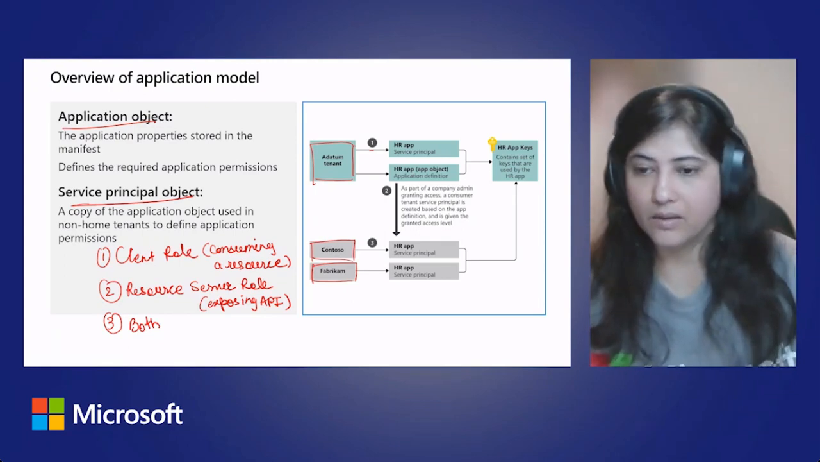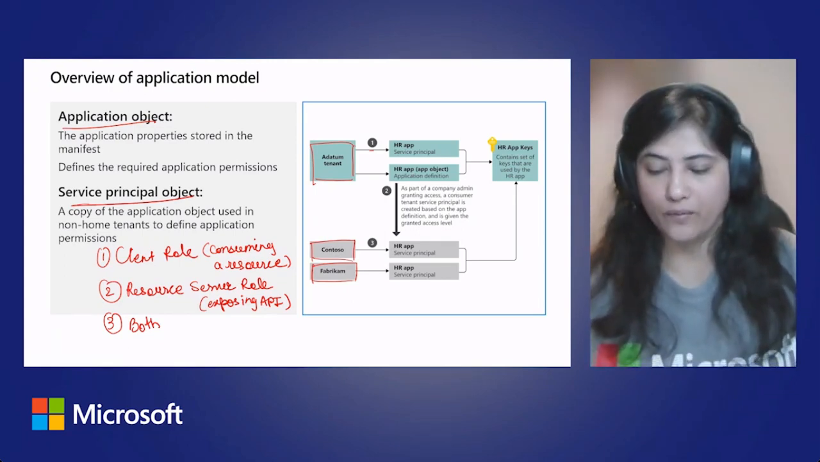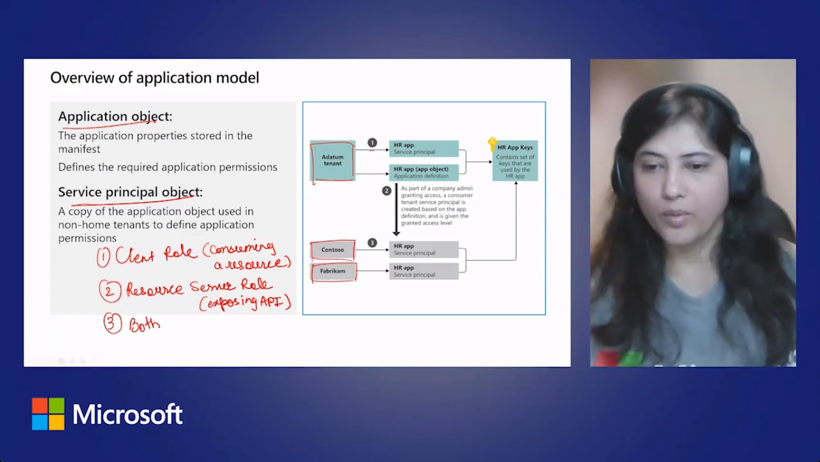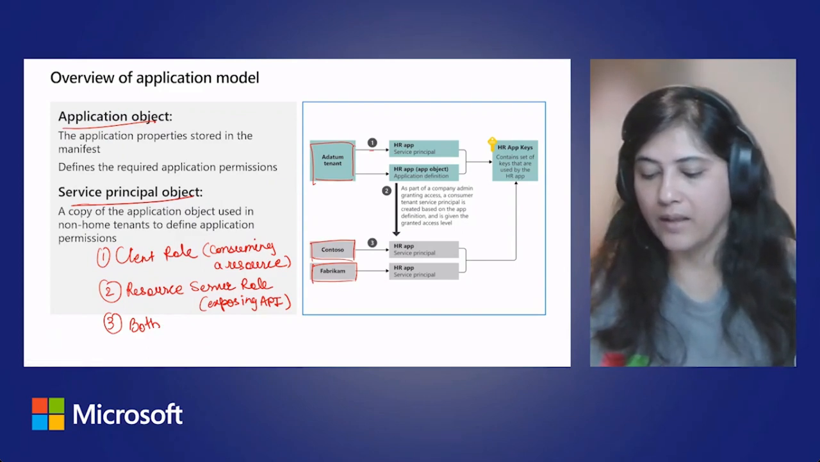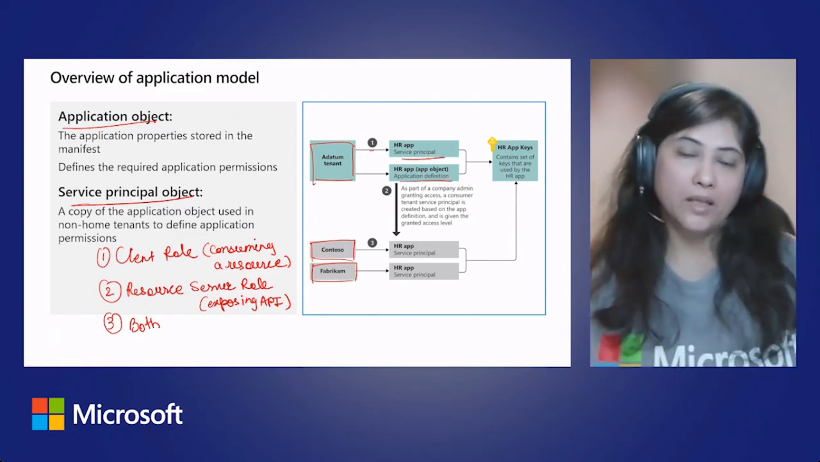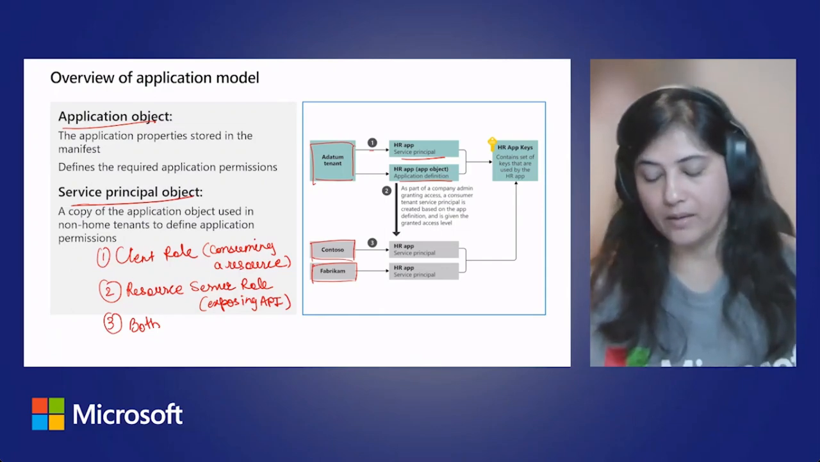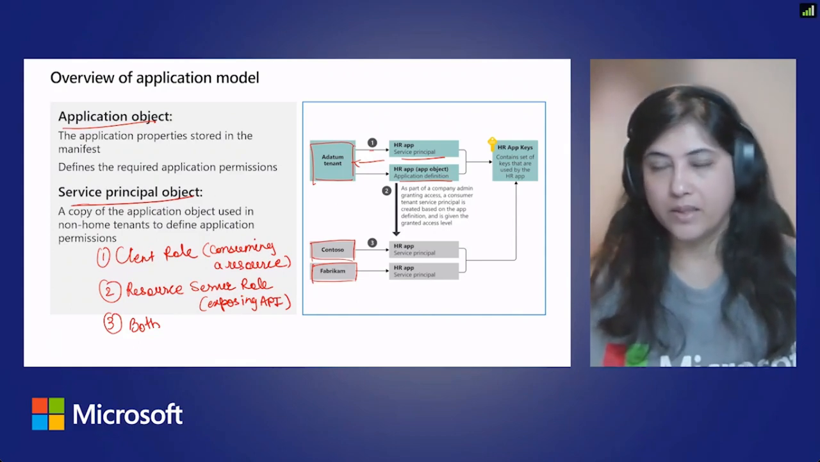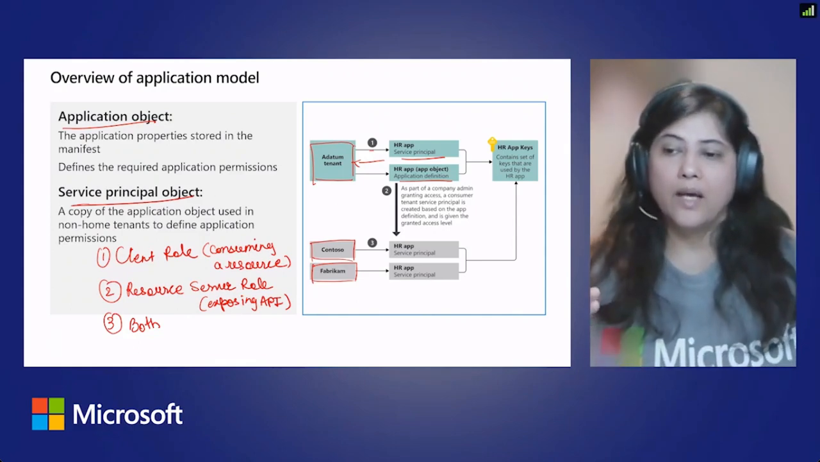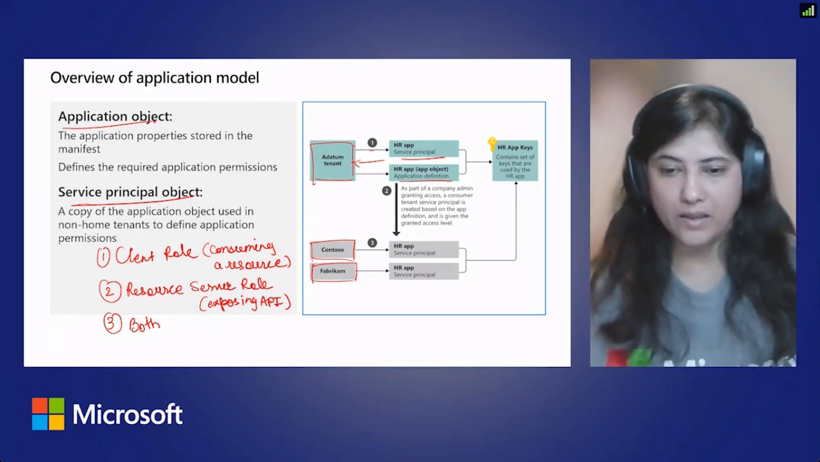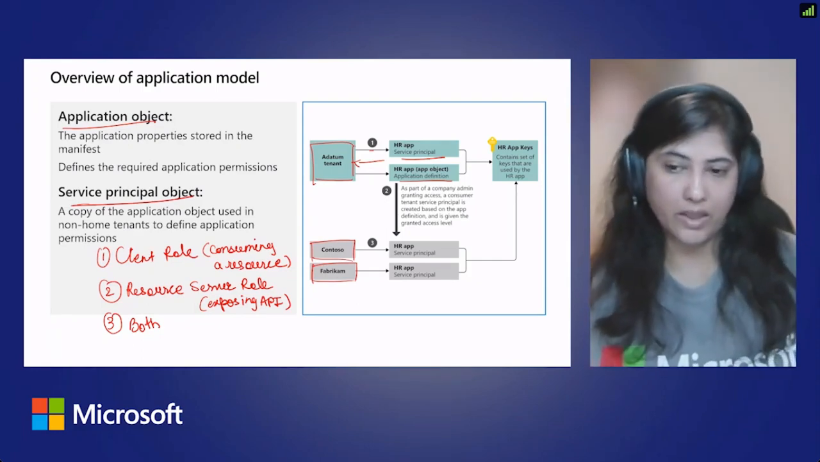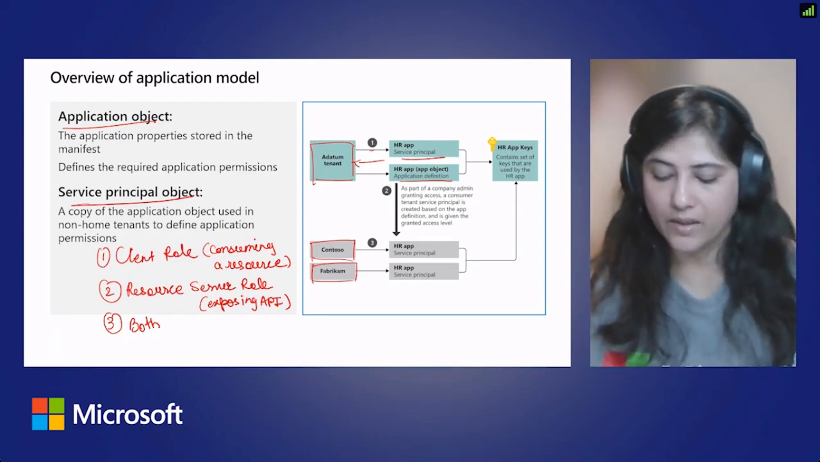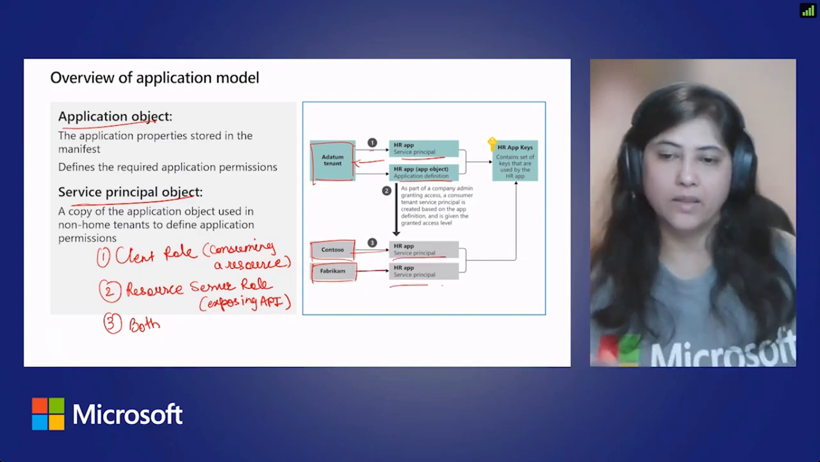So there are here three high-level steps related to creation of the application object and each service principal. First of all, both the application object and the service principal are created in the application's home tenant, which is the Adatum tenant here. And then when the Contoso and the Fabricam administrators complete the consent, a service principal object is created in their company's Azure AD tenant and assigned the permissions that the administrator granted. So here we can see we have got the service principal created in here.